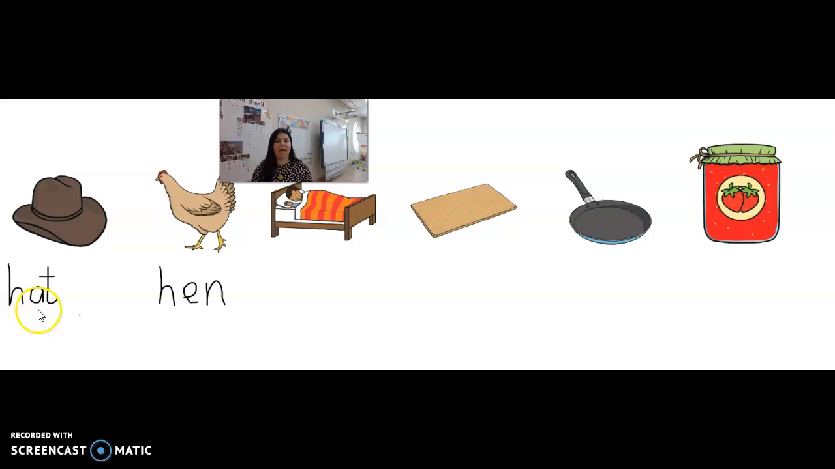Here is hat, and here is hand. Remember, this is letter A, which makes the /a/ sound in words, and this is letter E, which makes the /e/ sound in words.